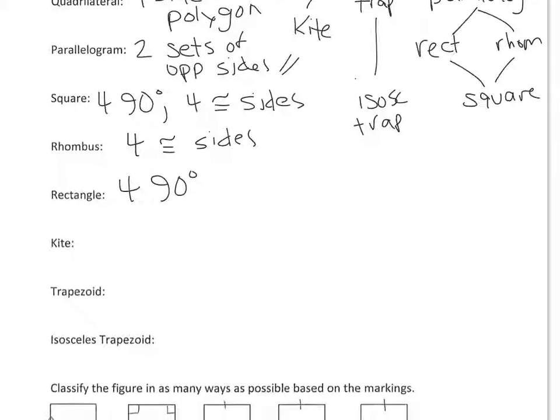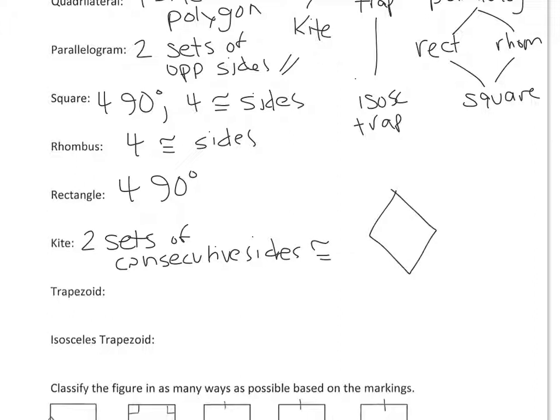And then down here, a kite has 2 sets of consecutive, so in a row, sides congruent. So here would be a kite. A kite would be this side is congruent to this side. These are consecutive, they touch each other. And then this side is congruent to this side. So consecutive means these two sides in a row and these two sides in a row.